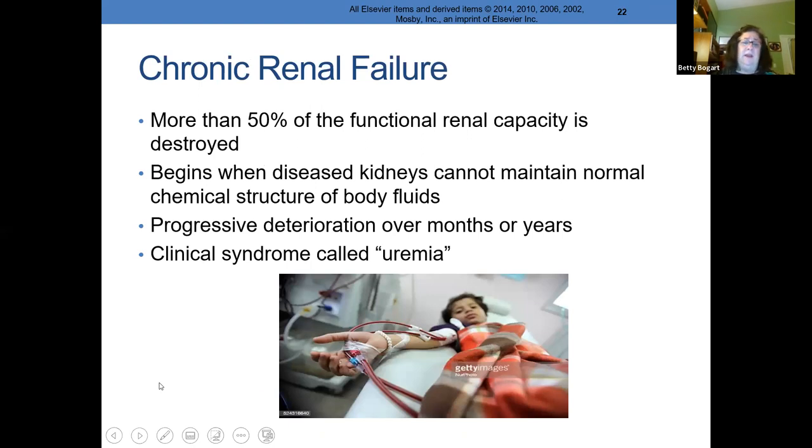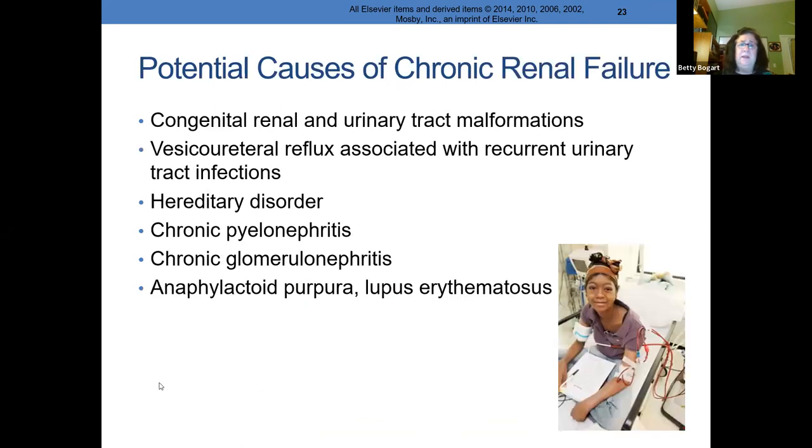Chronic renal failure is something that happens when the kidney wasn't born right, and now it's deteriorating as it goes along. And we call this uremia, because we're just decreasing. We have some urine, but then it continually goes lower and lower. Now, chronic renal failure could be due to that malformation, which is not correctable. That reflux, like I talked about, could kill kidneys.